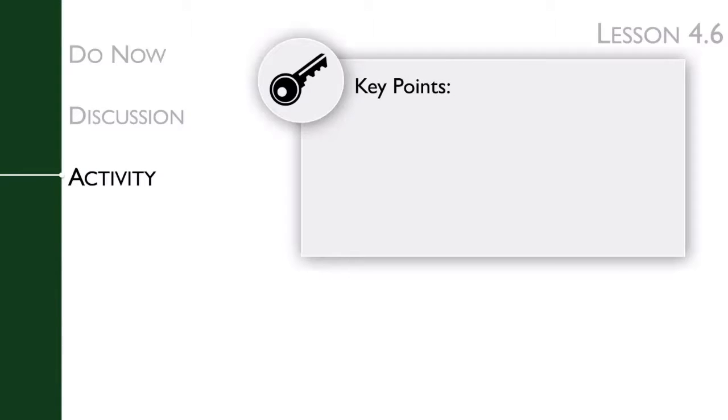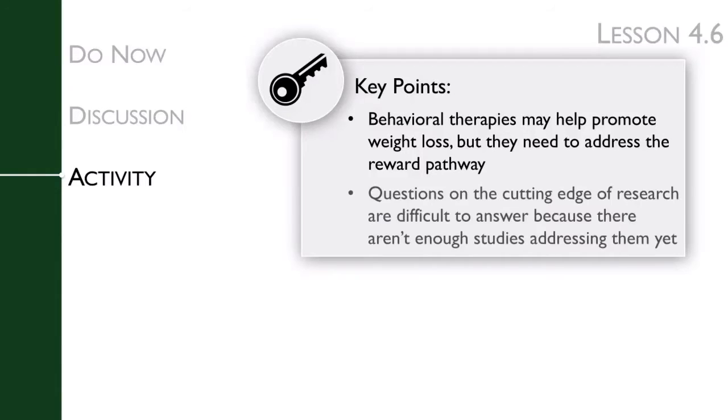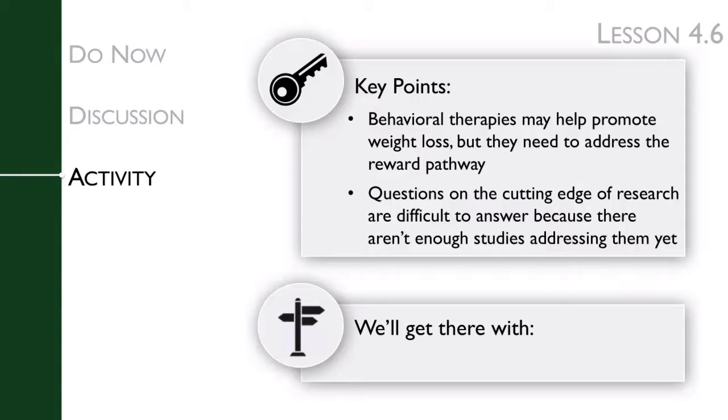The key points of this lesson's activity are that behavioral therapies, which are used to treat addiction, may help promote weight loss, but they need to address the reward pathway. And that questions on the cutting edge of research are difficult to answer because there aren't enough studies addressing them yet. We'll get there by reading a scientific article.